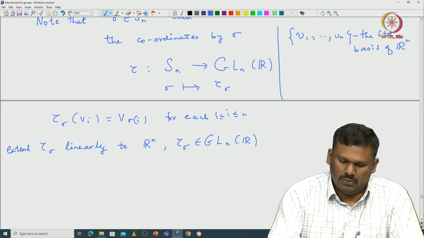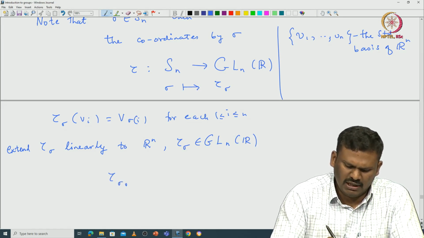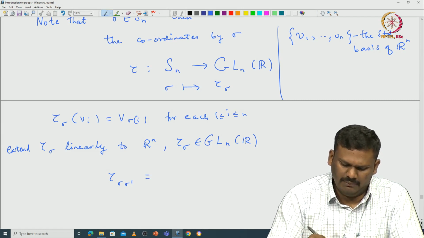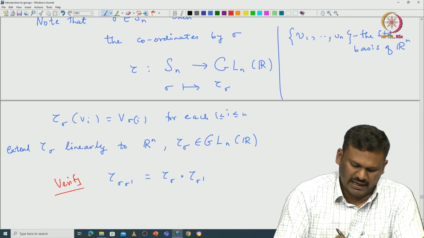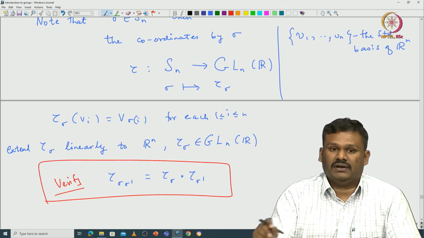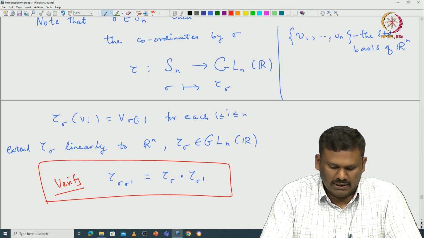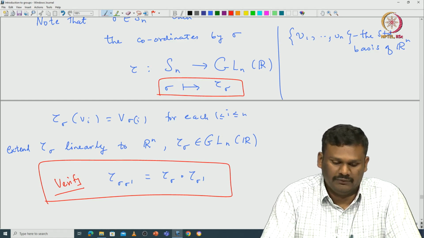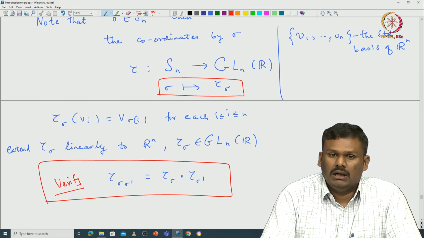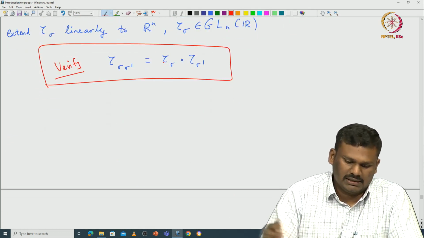Okay. Now you can easily see that when you take the product sigma sigma dash, it will be mapped to tau sigma composed with tau sigma dash. This is something we already verified. I will leave it to you to verify as maps that tau of sigma sigma dash is the same as tau sigma composed with tau sigma dash. So, what does this say? This says that the map sending sigma to tau sigma is a group homomorphism from Sn to GLn of R. Now, with respect to the standard basis, let us see what the matrix of this tau sigma looks like.